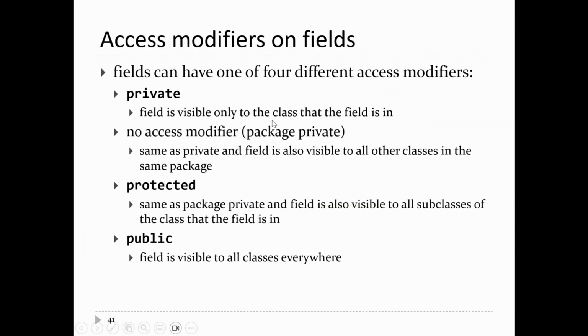So for your access modifiers on your fields, you're allowed to have four different access modifiers. Private: fields visible only inside the class that the field is declared in. Package private: the field is visible inside the class itself and inside the same package. Protected is the same as package private, but the fields are also visible to subclasses. The subclasses can be in different packages. Public means the field is visible to all classes everywhere, as long as the class itself is also visible.